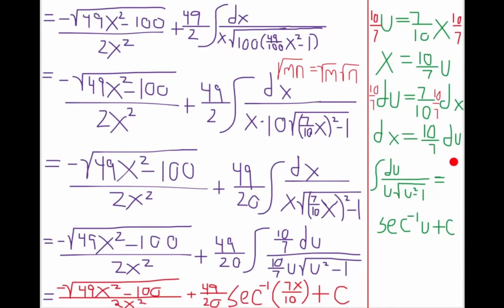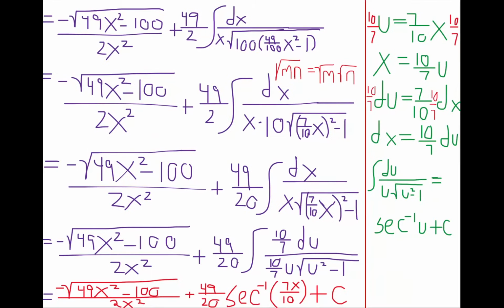Now we have enough to go ahead and substitute. So this again didn't change here. I've still got my 49/20. dx became 10/7 du, so I put that here. The x value is 10/7 u, so I replaced that here. And then I've got the square root of 7/10 x, well that's u, so u squared, okay, then minus 1.